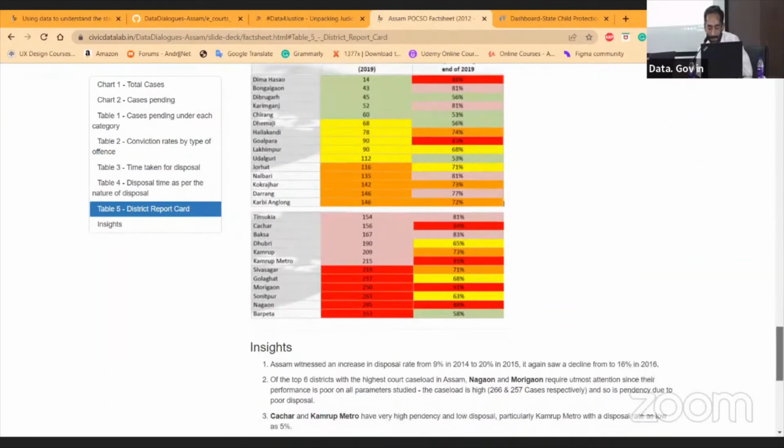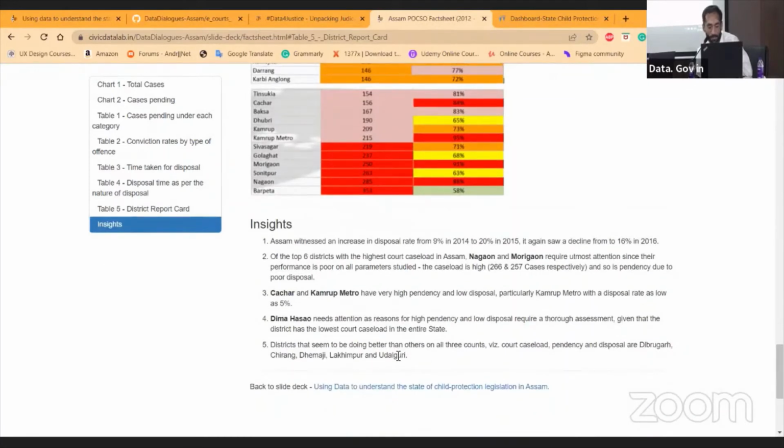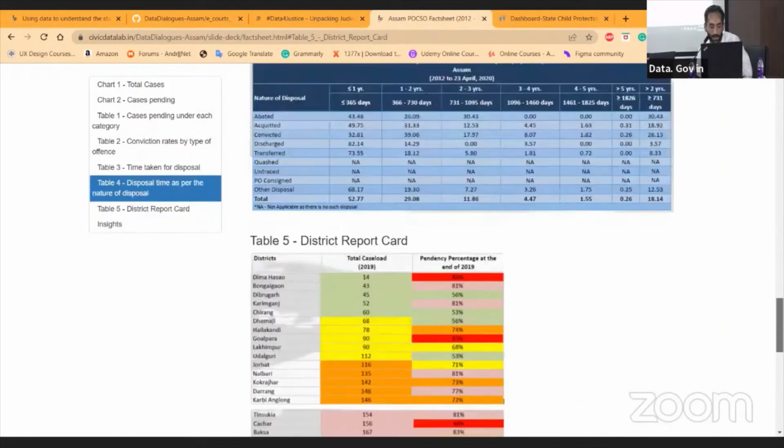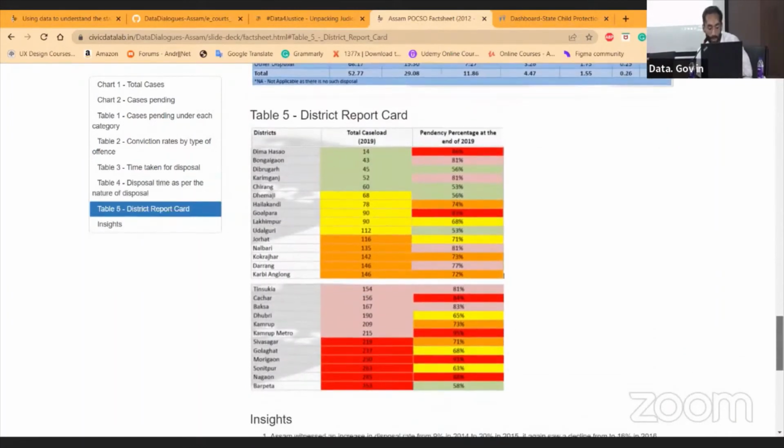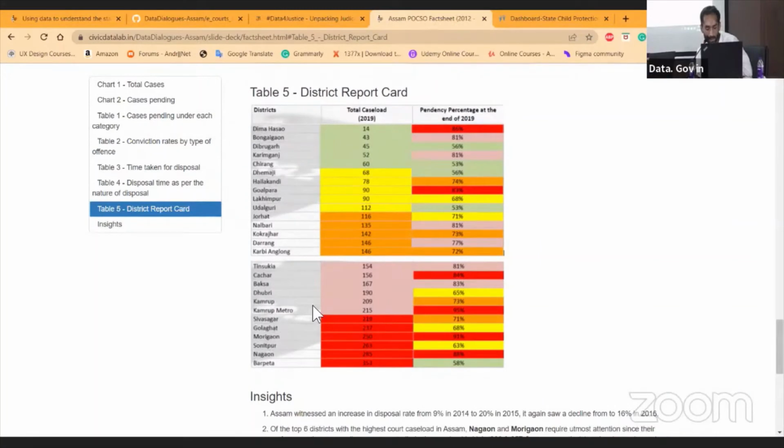So yeah, when I was preparing this, I saw that Kamrup Metro also has very high pendency and very low disposal. The disposal rate is as low as 5%, or was 5% in 2019. If you can see, it's I think the 6th or 7th class. There are 215 cases, so a decent caseload, but very high pendency, like 95% of cases were pending at the end of 2019.